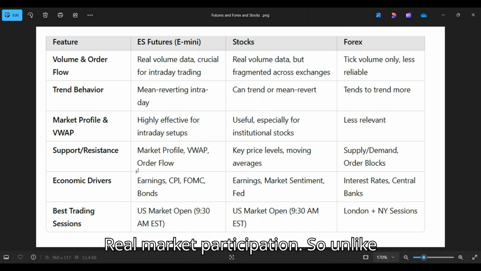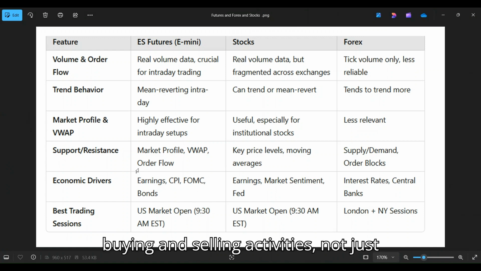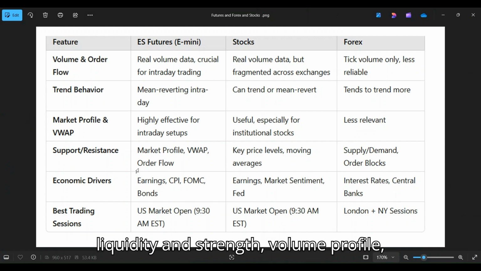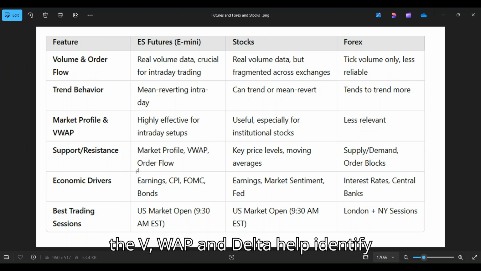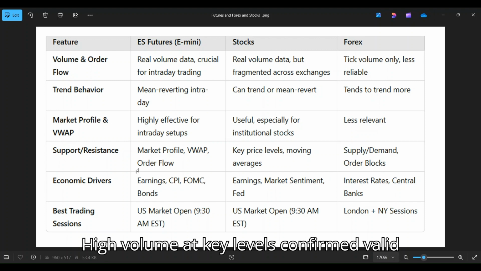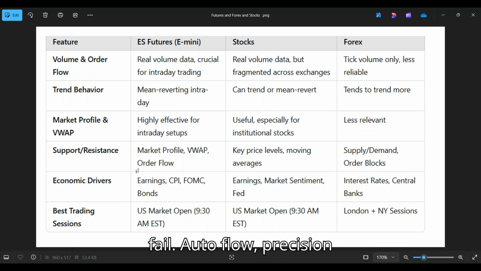Real market participation. Unlike Forex, E-mini futures use real volume data, allowing traders to track actual buying and selling activity, not just price movement. Market liquidity and strength. Volume profile, the VWAP and delta help identify strong versus weak moves. Reversal and breakout confirmation. High volume at key levels confirms a valid breakout, while low volume breakouts often fail.